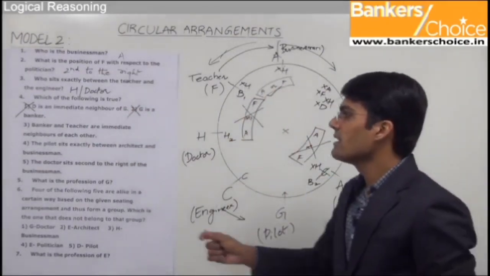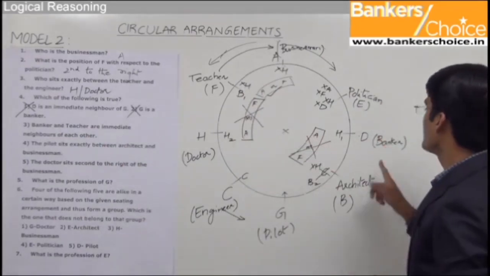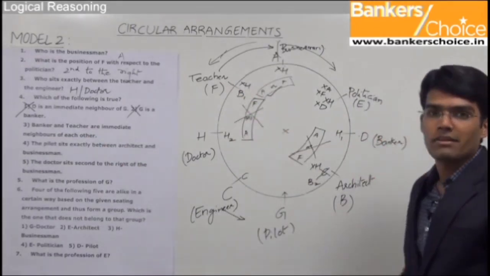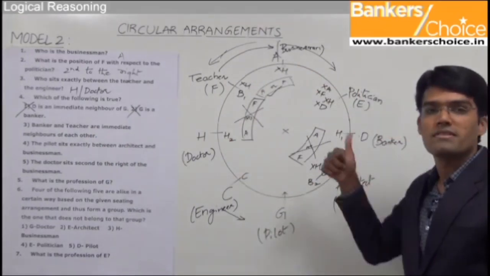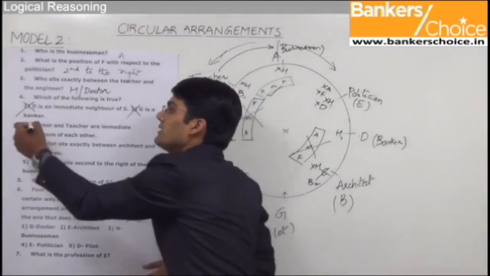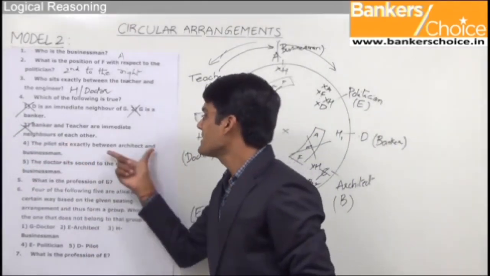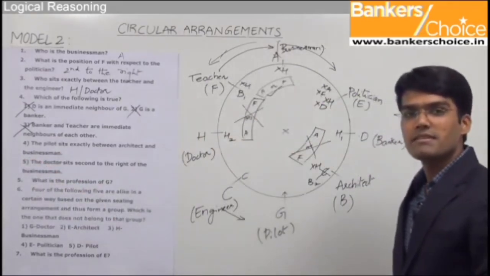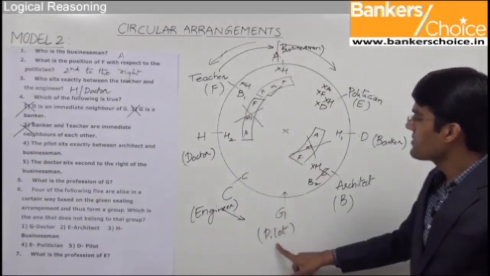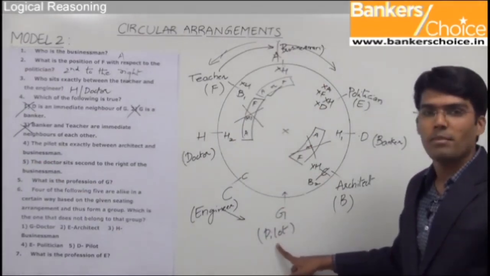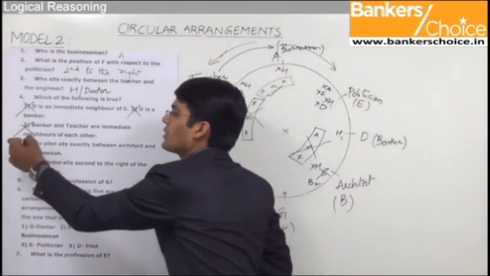The third option is banker and teachers are immediate neighbors of each other. Now from the arrangement we can say that the banker and teacher are not the immediate neighbors of each other, since there are 2, or from this side we can say 4 persons in between them. So very clearly the third option also is wrong. The fourth option is the pilot sits exactly between architect and businessman. Now if you look at the positions of architect and businessman and the position of pilot, very clearly we can say that pilot is not exactly in between architect and businessman. So even the fourth option is wrong.